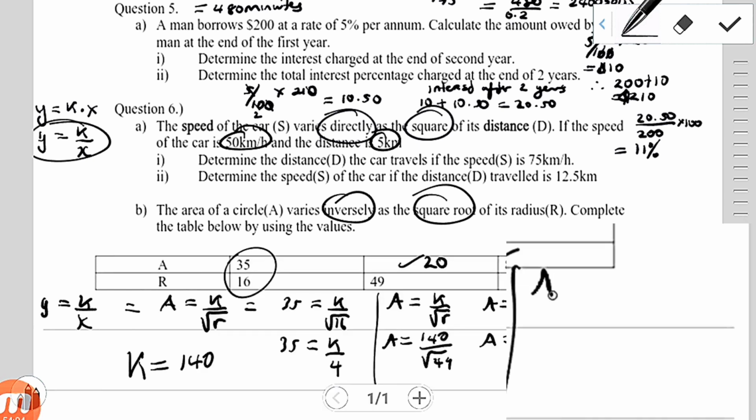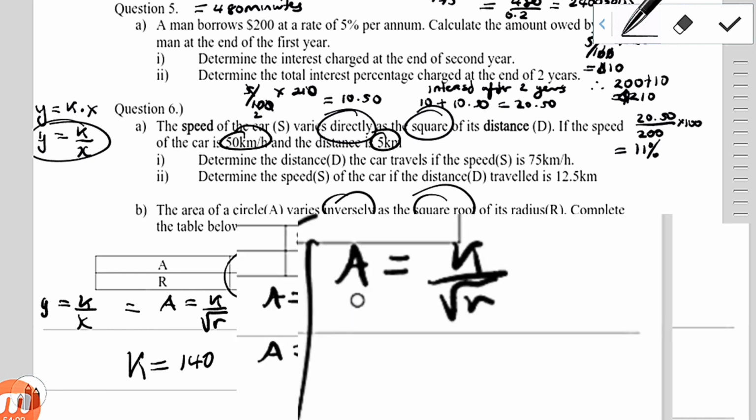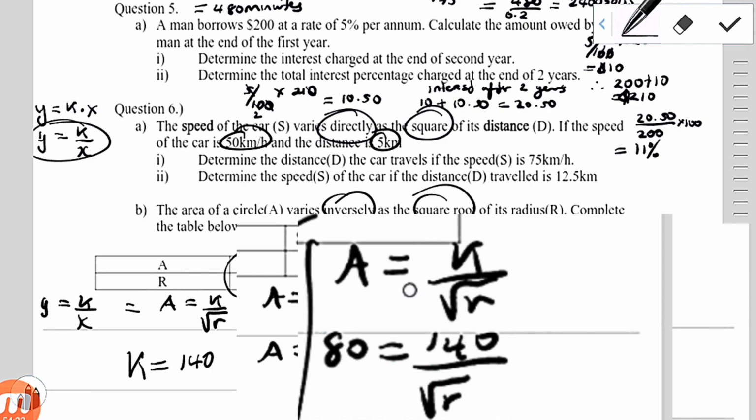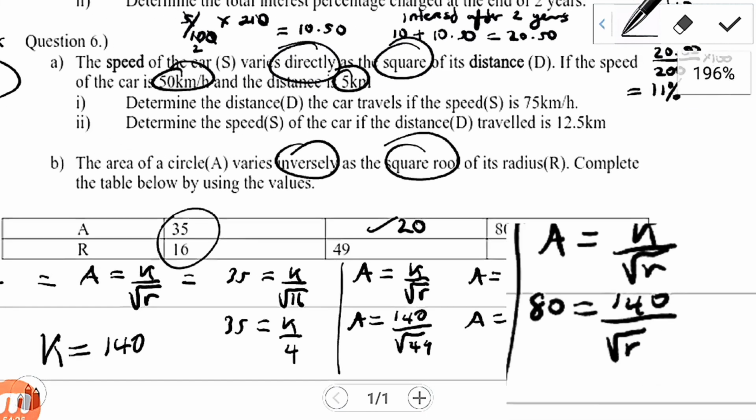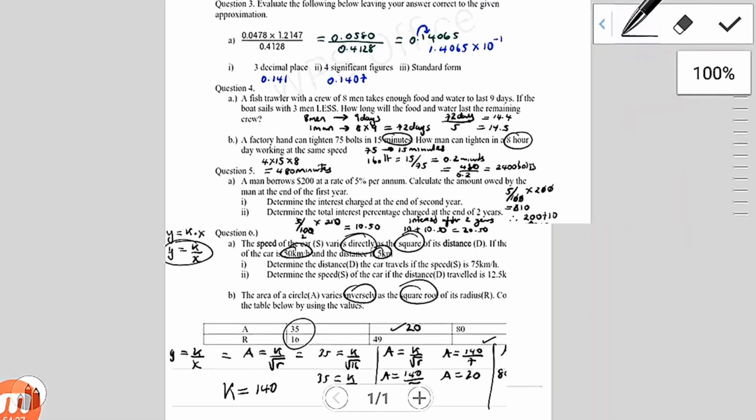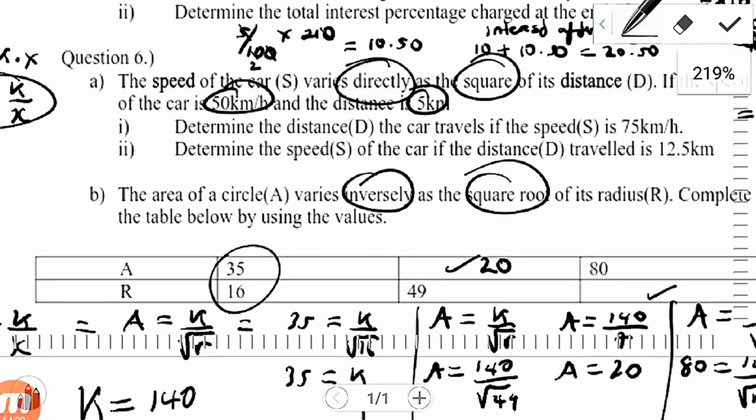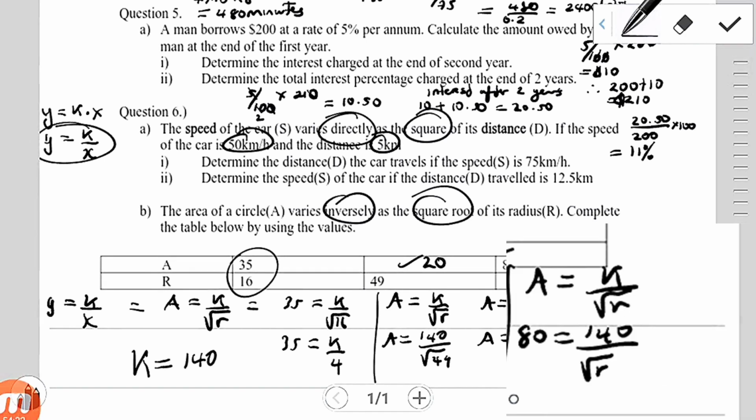Finally guys, we have A is equal to K divided by the square root of R. So then therefore we're looking for R. So A in this case is 80. And K once again is 140, and then we're looking for R. So naturally then look, if you see that we can switch between the 80 and the square root of R, once the unknown is at the bottom, then we can simply say then therefore that the square root of R is then equal to 140 divided by 80.